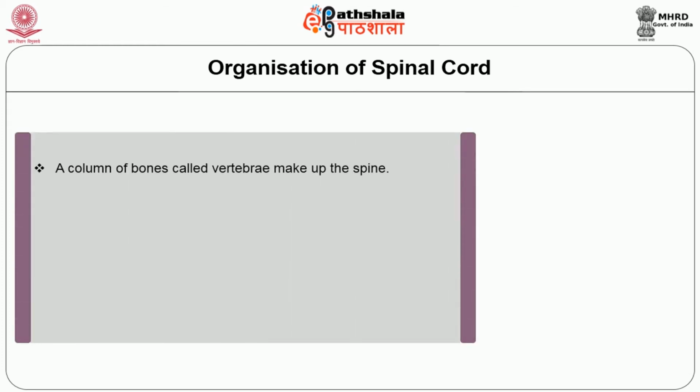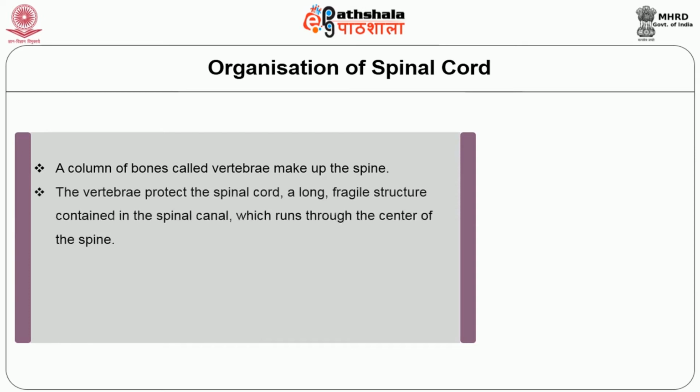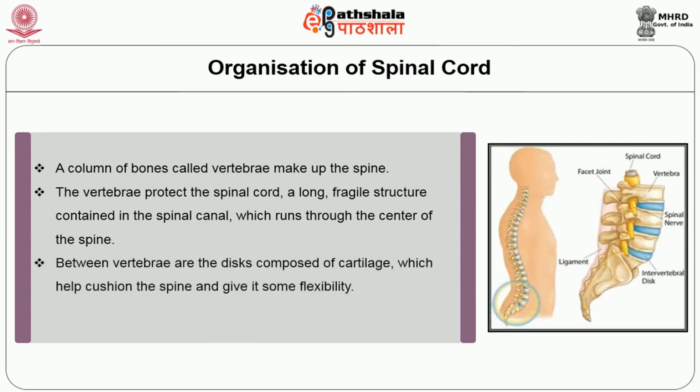A column of bones called vertebrae makes up the spine, the spinal column. The vertebrae protect the spinal cord, a long fragile structure contained in the spinal canal which runs through the center of the spine. Between vertebrae are the discs composed of cartilage which help cushion the spine and give it some flexibility. Like the brain, the spinal cord is covered by layers of tissues.